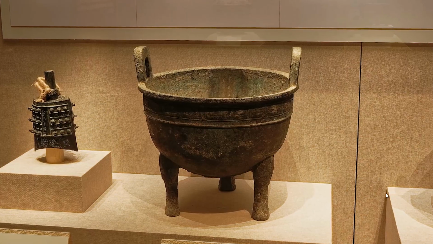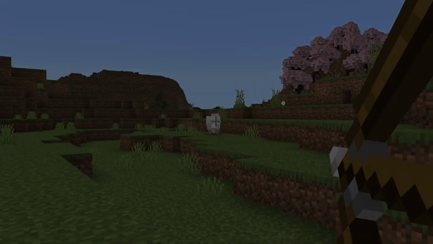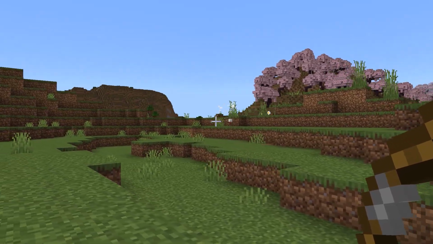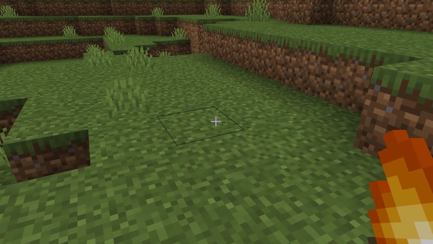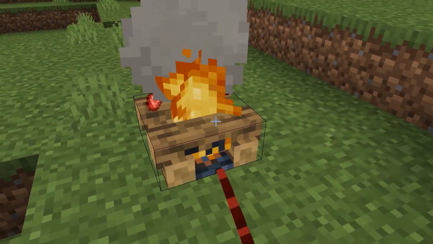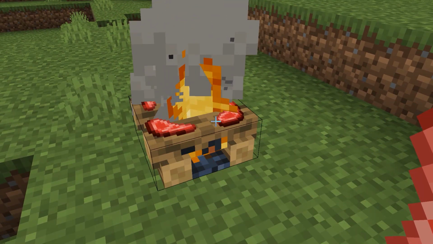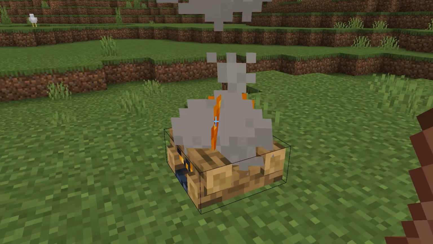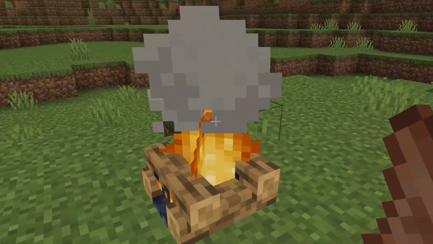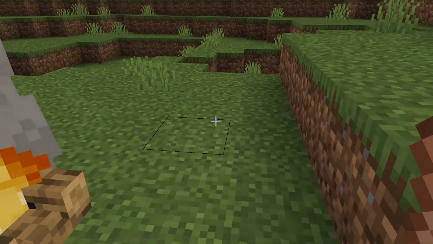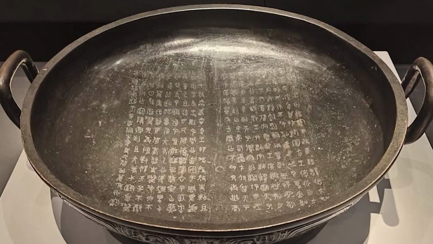It's time for lunch. Let's have some mutton barbecue. Okay, let's continue our study.